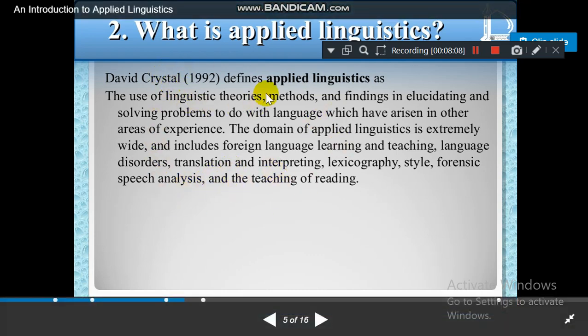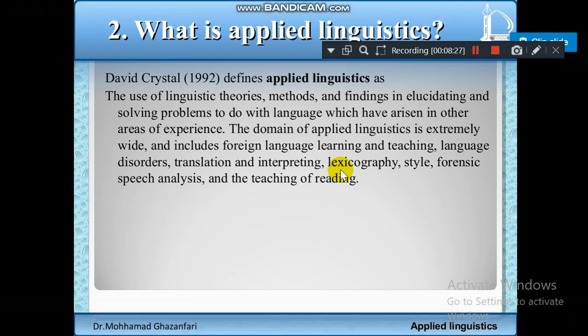When you take the theories of linguistics and apply them to solve real-world problems like language teaching, learning, language disorders, translation, lexicography, stylistics, forensic speech analysis, and the teaching of reading, then you're doing applied linguistics. And that's it. And applied linguistics cannot be possible without linguistics. It builds on linguistics. The same way as applied philosophy is not possible if there is no solid theory of philosophy.